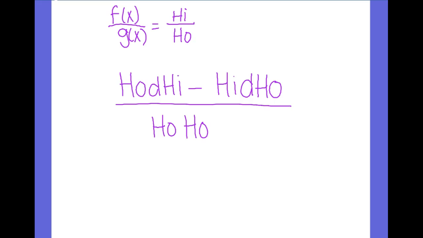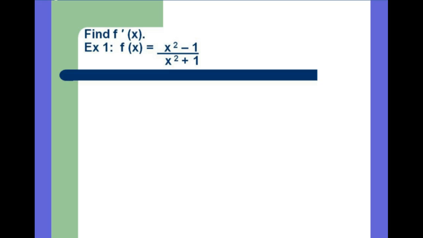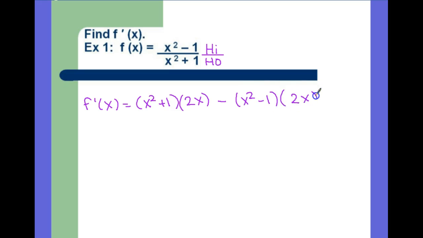Okay. So as you work through these problems, I'm going to label them hi-ho and say my little saying. So it's Hody high, so f prime of x equals x squared plus 1. Derivative of the top is 2x minus, so Hody high minus high d-ho all over ho-ho.